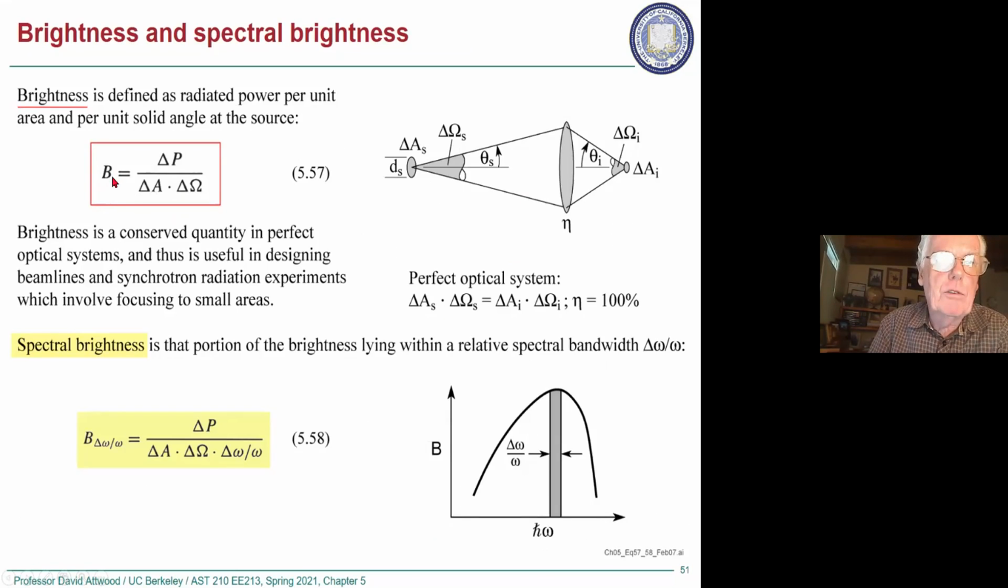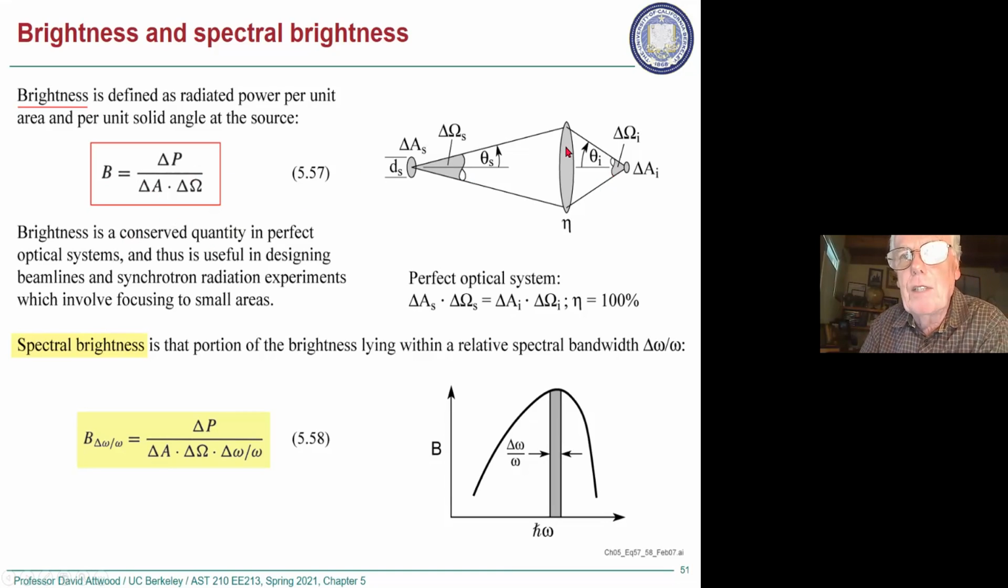Brightness and spectral brightness. Brightness is power per unit area per unit solid angle. It's a fundamental quantity in optics. In fact, if you have a perfect optic, a lens, which is non-absorbing, and it images radiation from some source into some other plane, the brightness is actually the same in both planes. What's happening here with this lens is it's demagnifying the source size to something smaller, but in doing so, it's increased the angle. They're just the inverse of each other. So brightness is considered a conserved quantity in general.